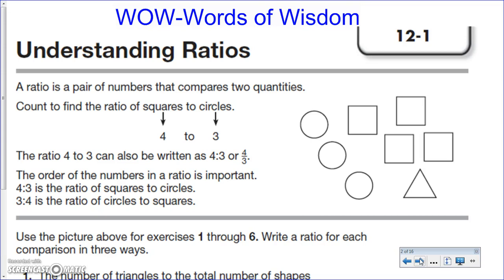The order of the numbers in a ratio is really important. 4 to 3 is the ratio of squares to circles. 3 to 4 is the ratio of circles to squares. So it does make a difference what order the numbers are in.